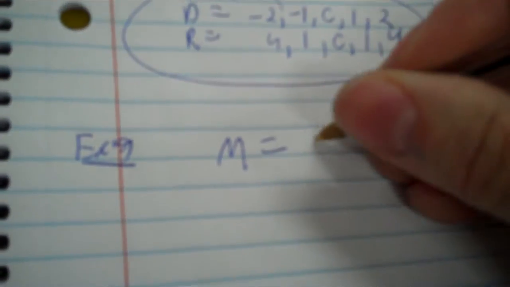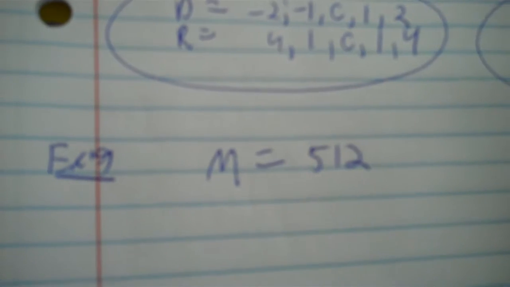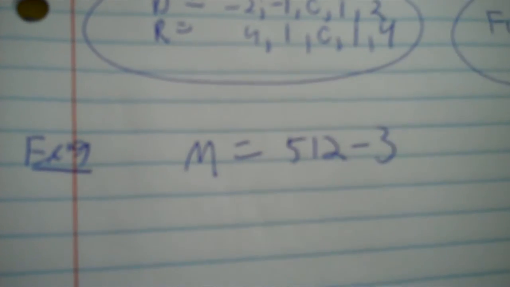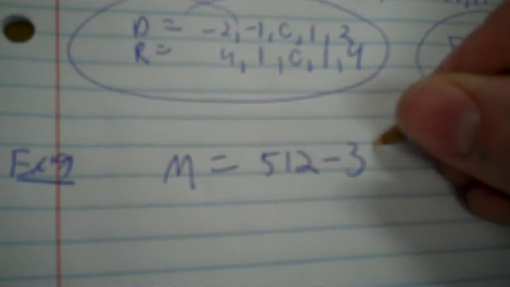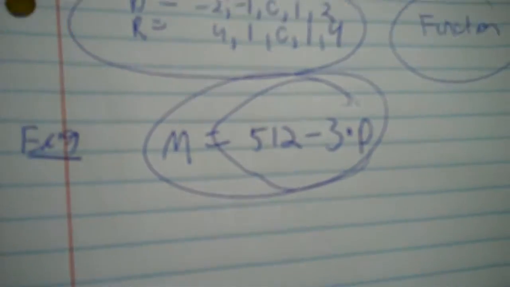Okay, example 9. I have 512 megabytes M of memory on my computer. That amount decreases by 3 megabytes per photo I upload. Write a function rule for the situation. So I go M equals, we have 512, then we decrease by 3, but it's per photo, so it's times P. Okay, that's the answer.